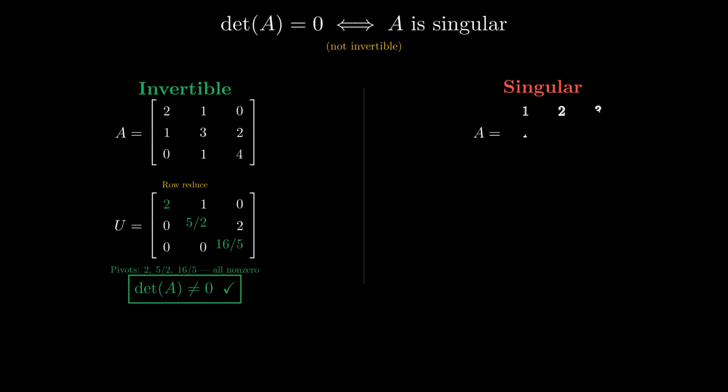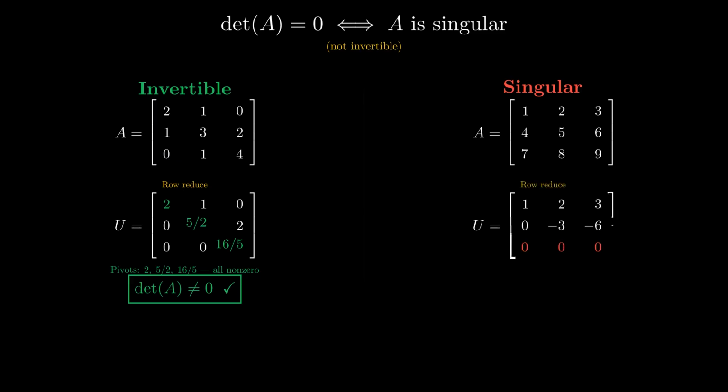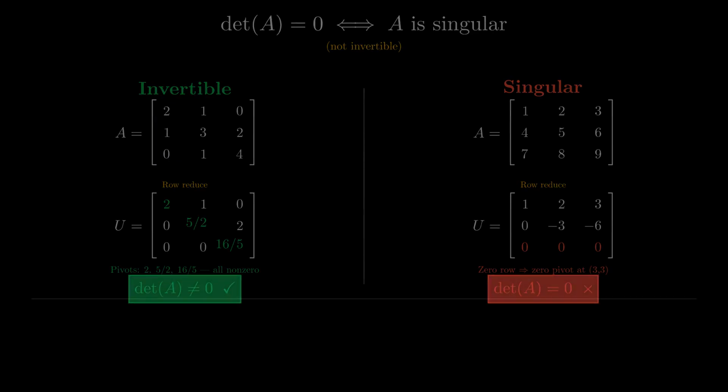On the right, consider the singular case. Take the matrix with rows 1, 2, 3, 4, 5, 6, 7, 8, 9. When we reduce this, the bottom row becomes all zeros, giving a 0 pivot in the 3, 3 position. A 0 pivot means the product of all pivots is 0, so the determinant equals 0.